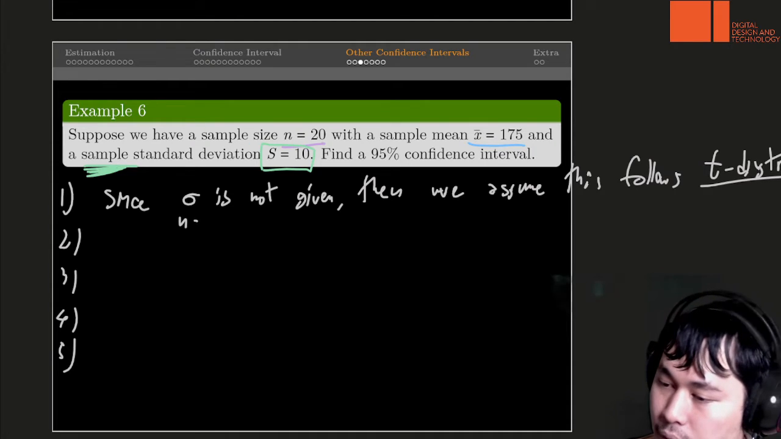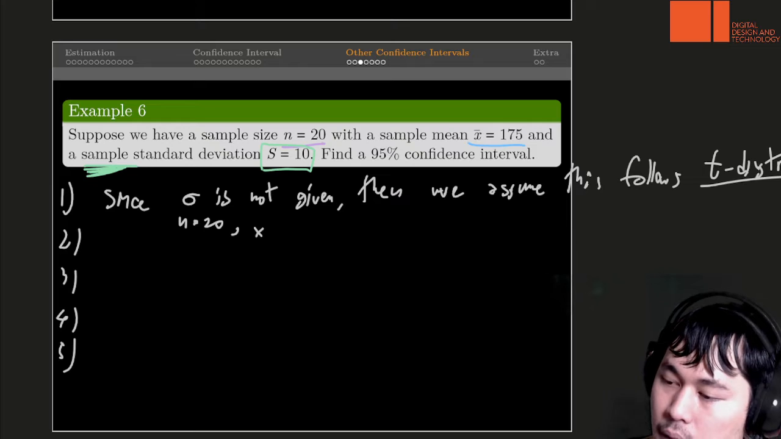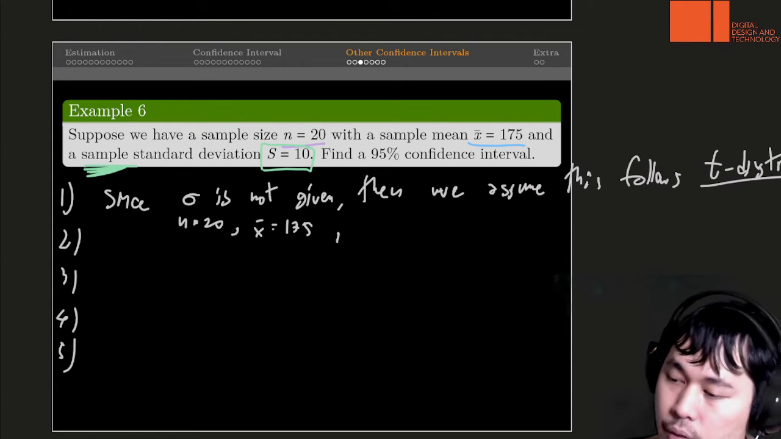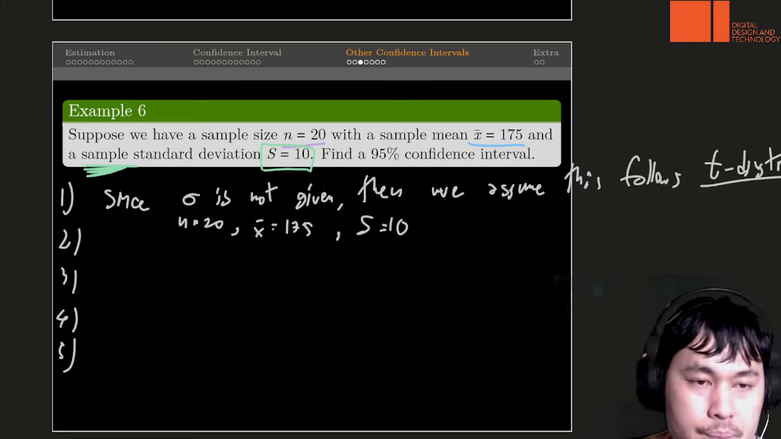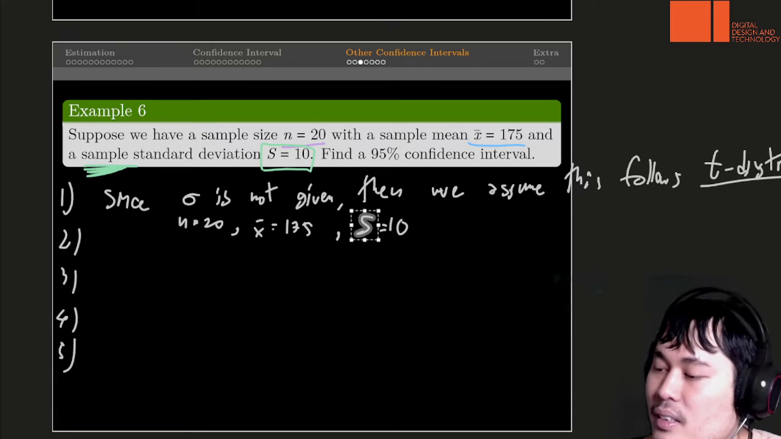And also, this is a good place to recap the numbers we have. n is 20, x bar is 125, s is 10. Sometimes you have to do this yourself in this step.